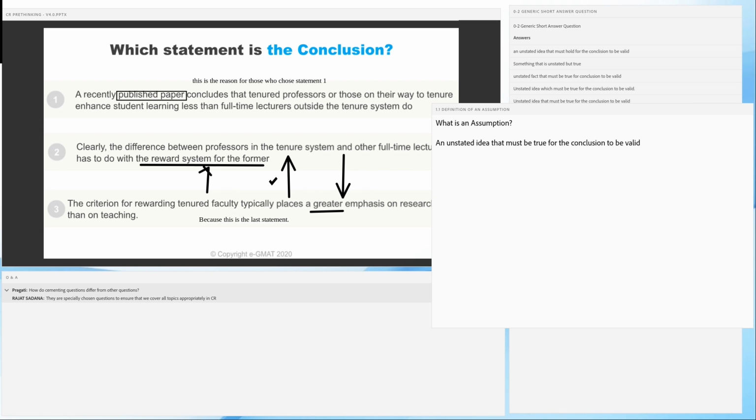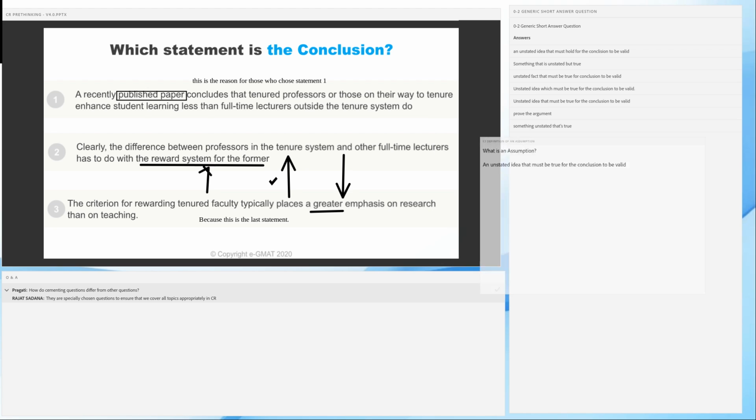Okay. So, Shashweta, hopefully that helps. What is a statement called that strengthens the conclusion? It's a strengthener.